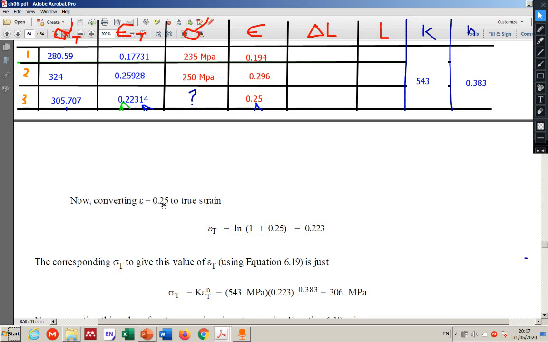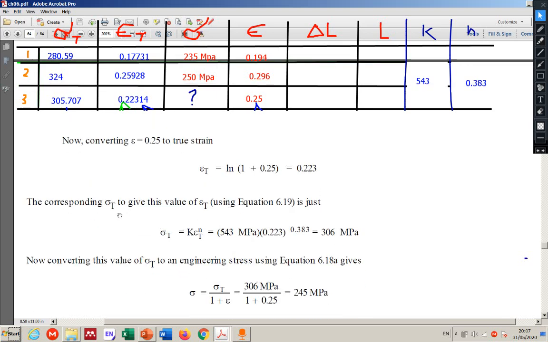So now converting this engineering strain to true strain, that's going to give us 0.223. Then using the equation, I have K, n, and the corresponding true strain, 0.223. Then we found approximately 306. I made it four digits, so that may be accurate. That's the answer there. This is the true stress.